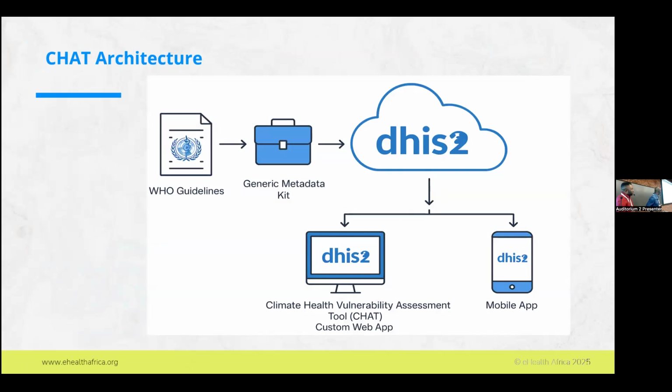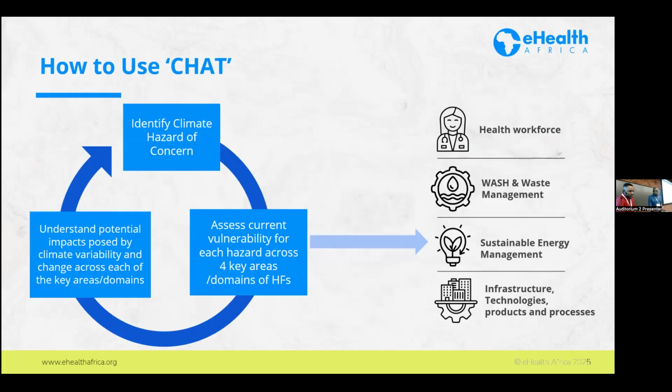This is what the architecture looks like. So based on the WHO guideline, we've built a generic metadata kit, which DHIS2 allows you to do. And that has led to having 2 different application interfaces. So you have the web interface and you have the mobile interface. So you could collect data with the mobile and you run some analytics even with the web application as well. So that's allowed for usability. We're going to see the demo shortly.